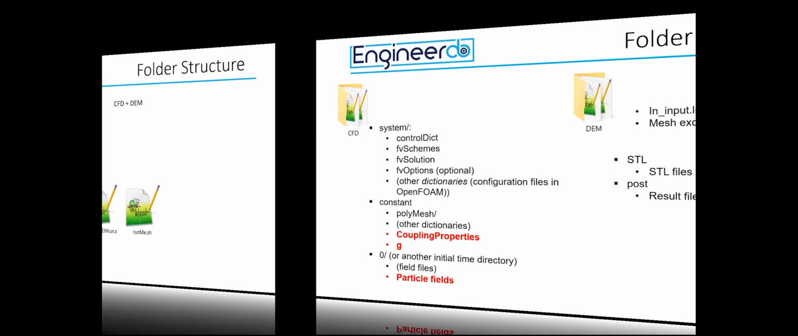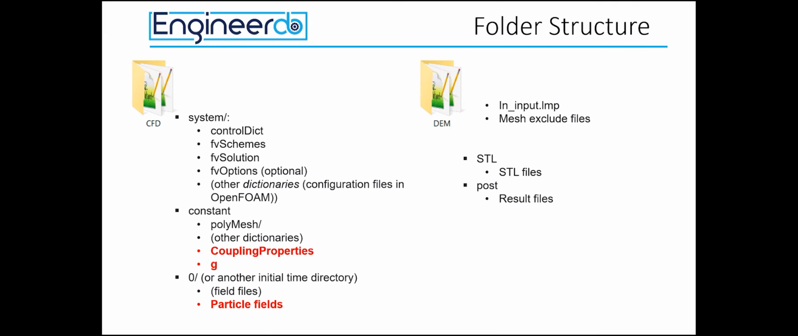The CFD folder on the left hand side contains 3 folders: system, constant and zero. In the system folder, the settings of the simulation are stored. For the coupled simulation, the controlDict is of interest because it contains the time step. The constant folder contains the mesh, the coupling properties and the gravitation. The zero folder contains all boundary conditions.